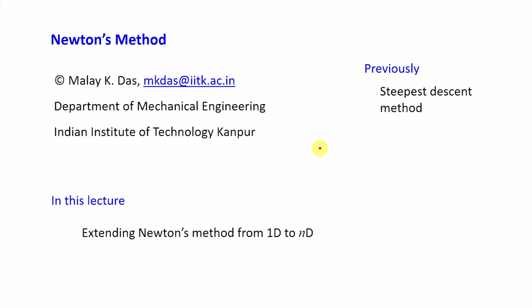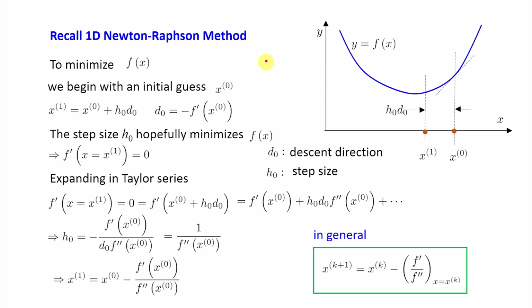We'll not go very deep into the theory of Newton's method. We have already discussed that multiple times. So we'll see how to extend it from one to n dimensions, and then we'll solve a problem in this lecture. Recall our discussion on the one-dimensional Newton-Raphson method.